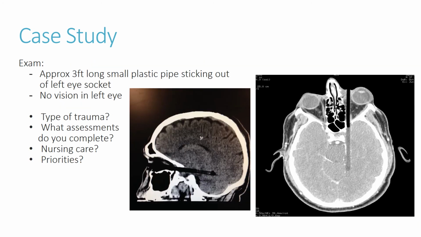So let's pretend this patient has now arrived to the trauma bay and you are the trauma nurse. You see a 3-foot long small plastic pipe sticking out of his left eye and he tells you he can't see. Take a minute to look at these questions and consider what you know and what you need to do for this patient. Pause the presentation and then restart to check your answer.